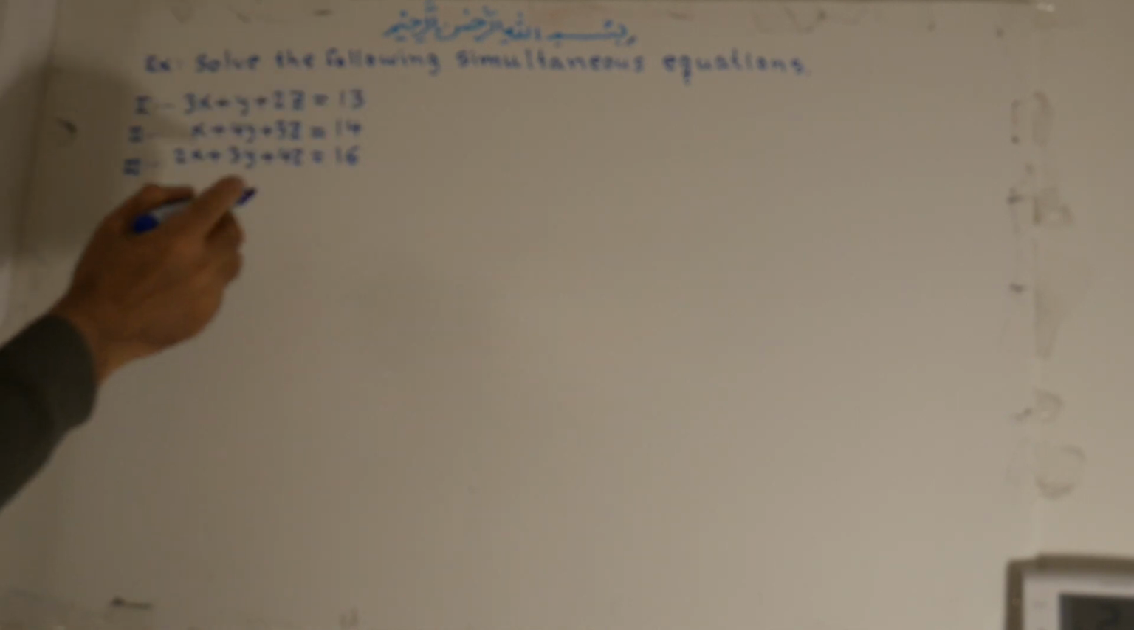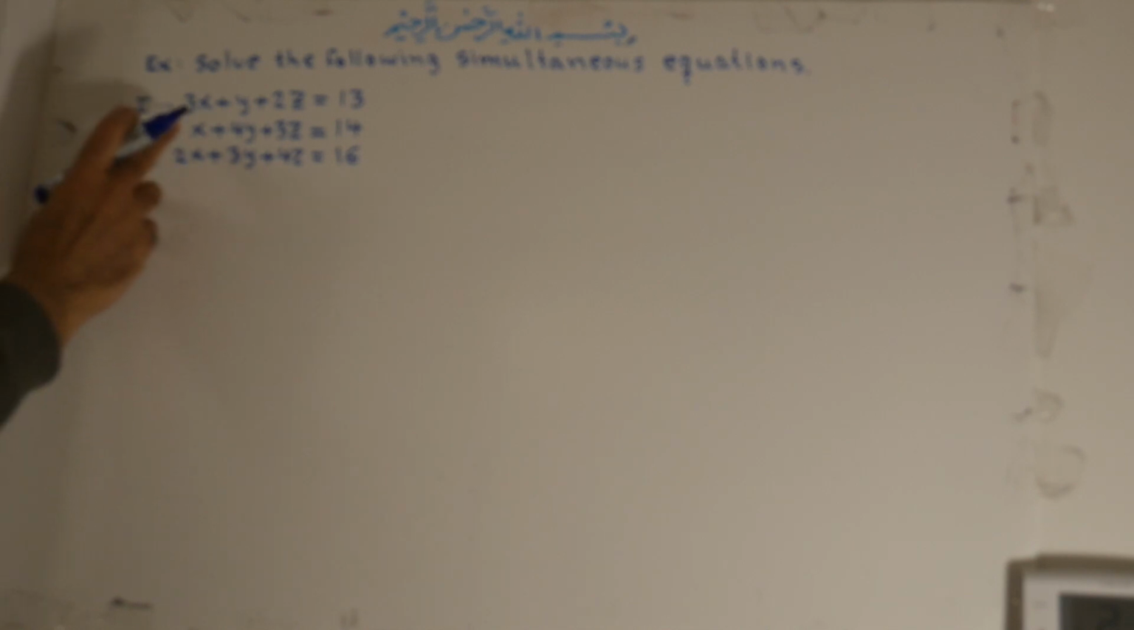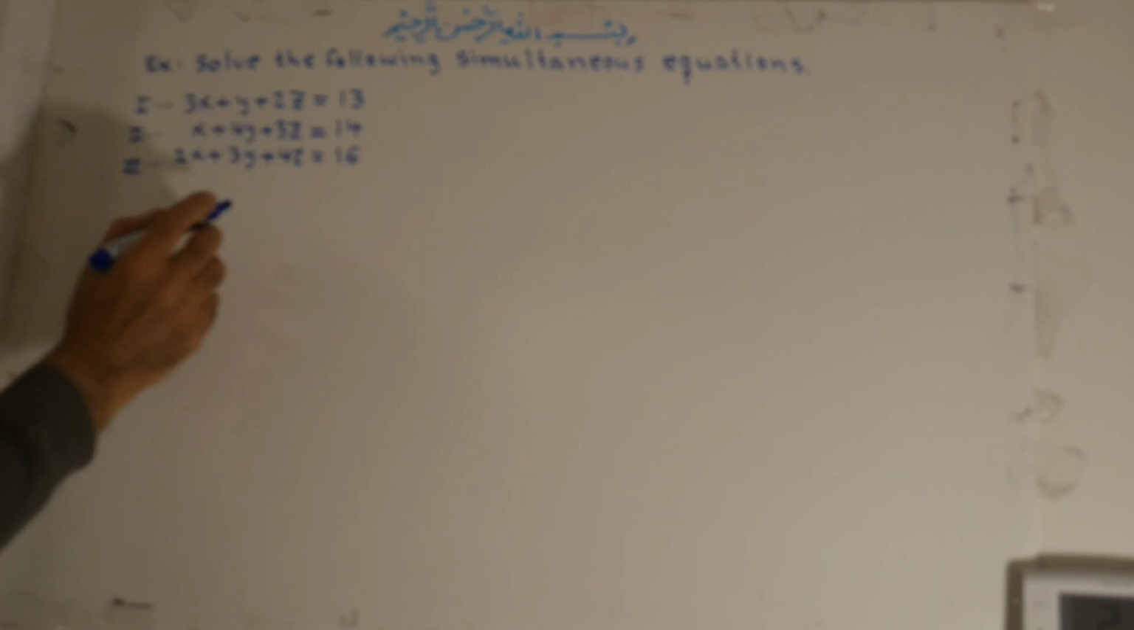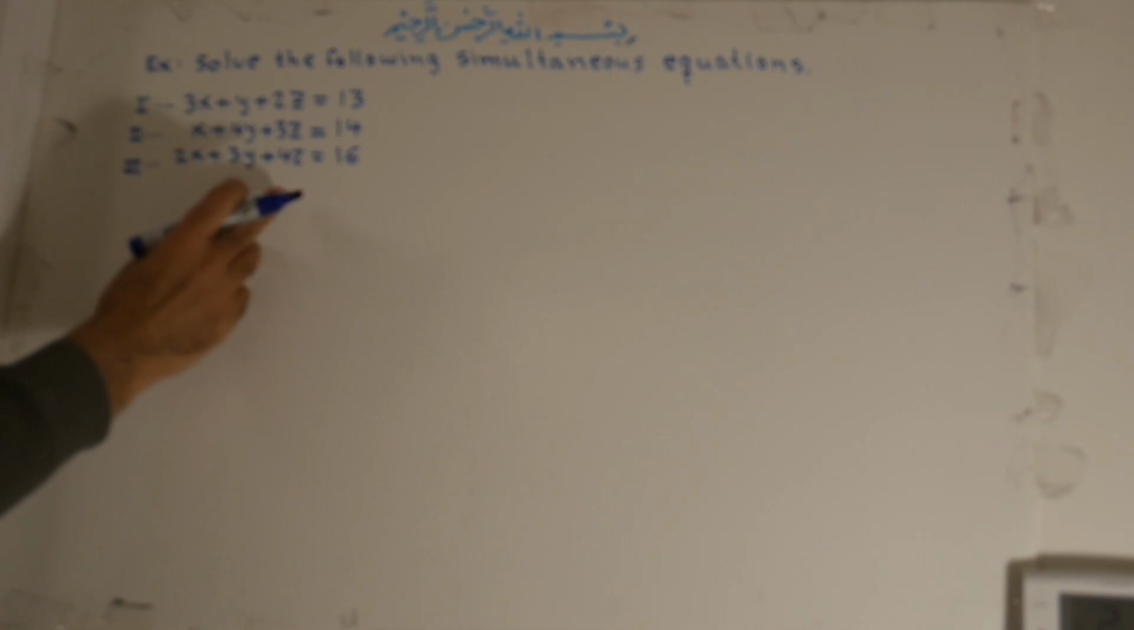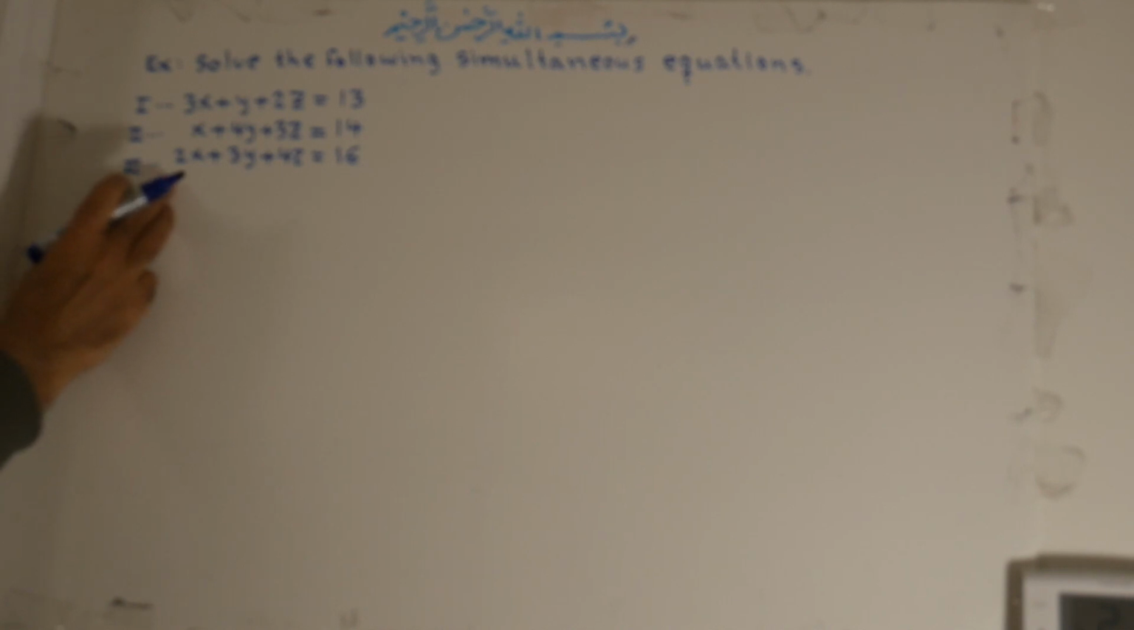Now I solve an example for you. Example, solve the following simultaneous equations. Equation number one. For equations with two unknowns, there were two equations, but for three unknowns, there are three equations. 3x plus y plus 2z is equal to 13. x plus 4y plus 3z is equal to 14. And equation number 3 is 2x plus 3y plus 4z is equal to 16.